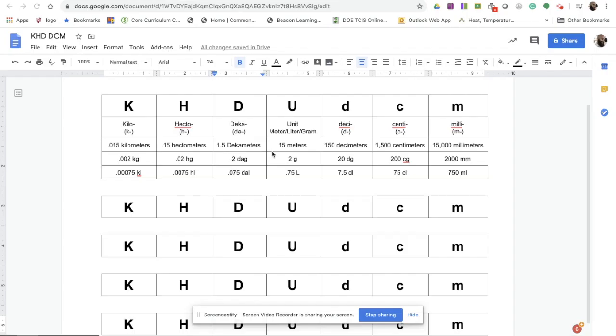Hey everyone, just wanted to show you a little bit of how to start with your metric conversions. I know we've been doing this and a lot of you probably have it down, but I would normally have explained this in school, so I wanted to give you guys a little bit of a verbal tutorial here showing you something.